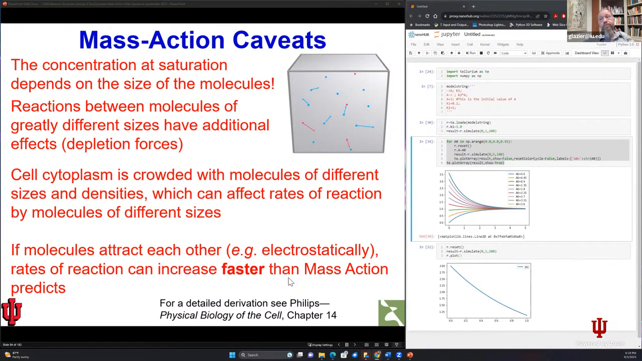And so the presence of all these other molecules can lead to either reduced probabilities of interaction or enhanced probabilities of interaction, depending on the size of the molecules. It's also possible that, for example, if the molecules are charged or polar, they can attract each other over some distance, and that can increase the rate of reaction compared to mass action. And again, if you want to go through all the details, Phillips, the Physical Biology of the Cell, does depletion forces and all of the things that need to be considered here. In this course, we're not going to do the derivations of that.